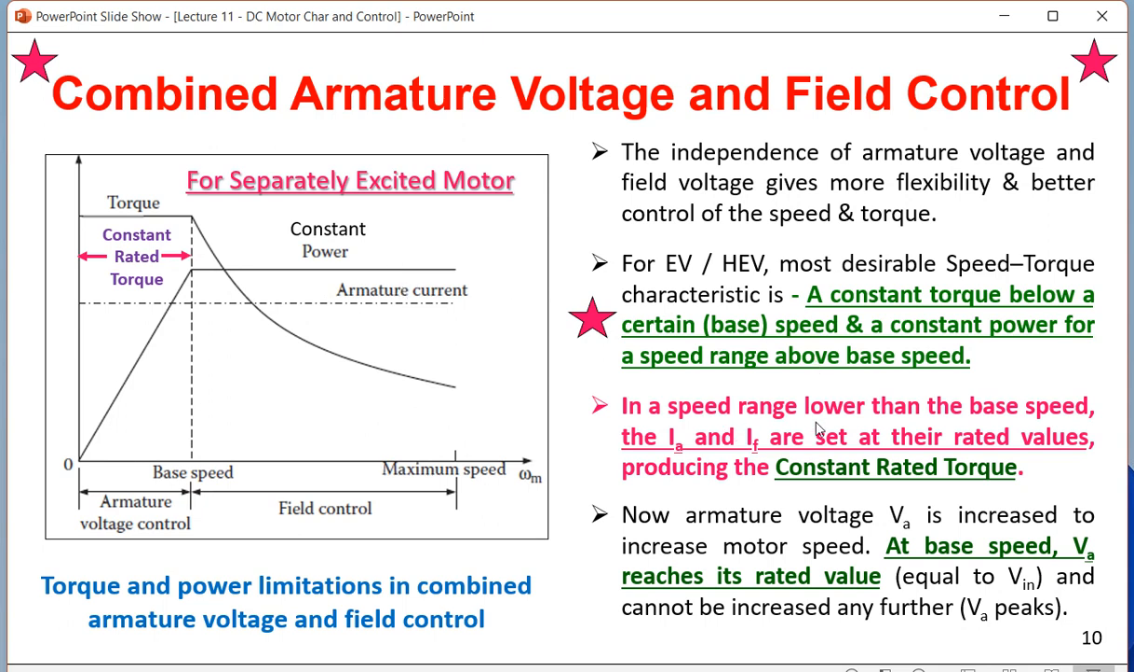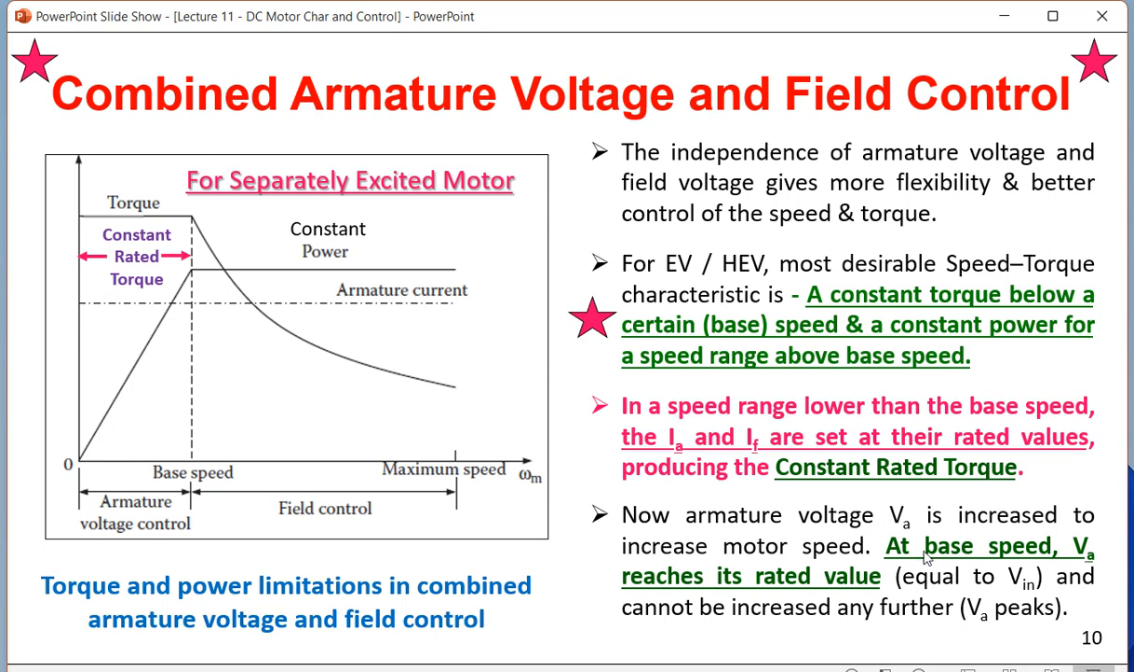In a speed range lower than the base speed, IA and IF are set at their rated values, producing the constant rated torque. So this is the starting point of the motor operation. Initially you have kept both IA and IF at the rated value, a smaller value, to get the constant rated torque.